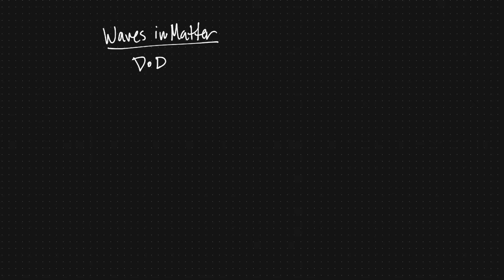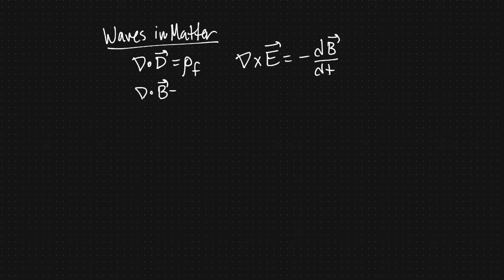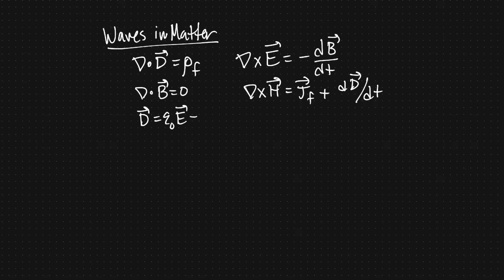So what we'll have to do is dust off the Maxwell's equations for materials, which is del dot D is equal to the free charge density. The curl of E is still equal to minus dB dt. Del dot B still vanishes, and the curl of the H field is related to the free currents and the time derivative of the displacement field. And here, as we had in the past, D is equal to epsilon naught E plus the polarization field, and H is equal to 1 over mu 0 B minus the magnetization field.